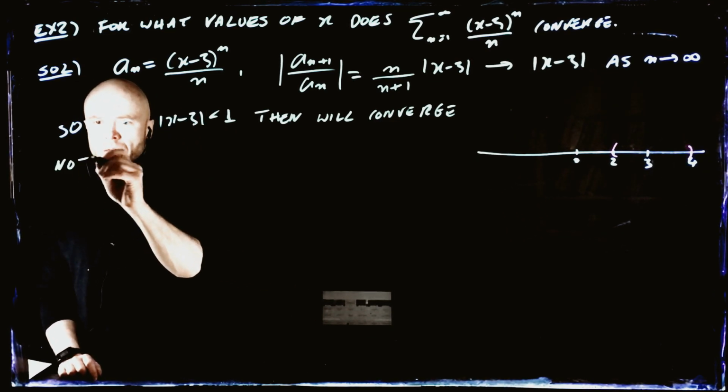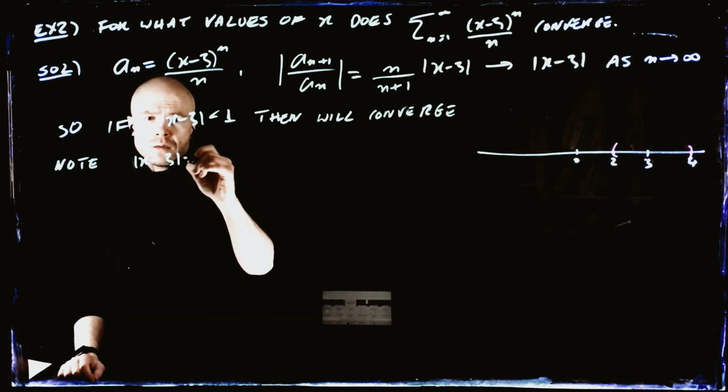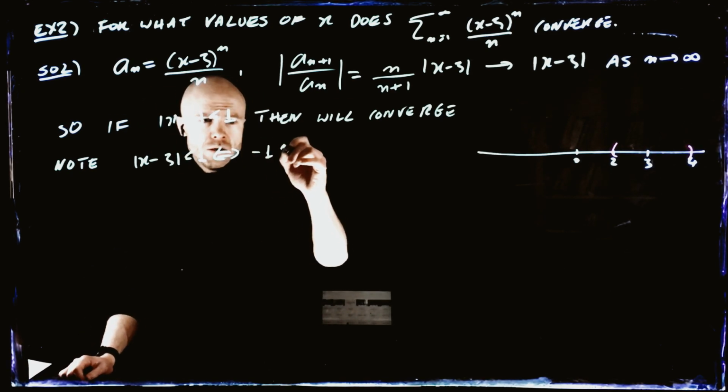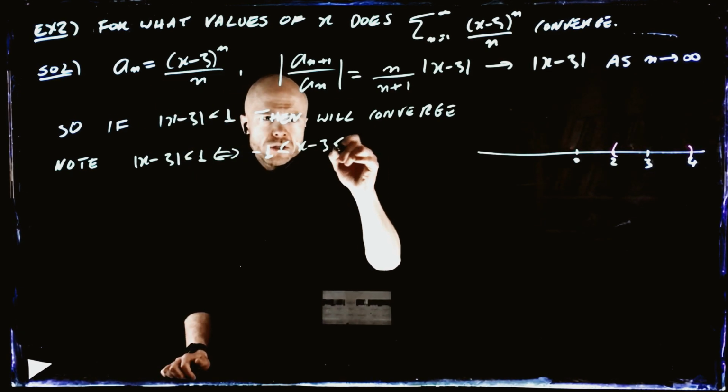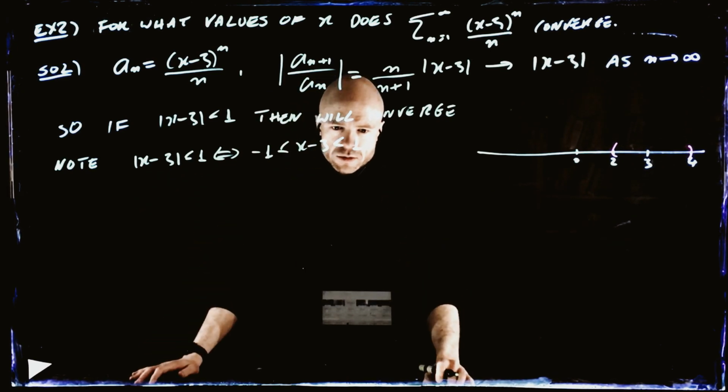And we can double check this by just writing out what this means. So note that mod x minus 3 is less than 1. This is exactly saying that minus 1 is less than x minus 3, which is less than 1. That's exactly the meaning of the absolute value of x minus 3 is less than 1. Yeah?